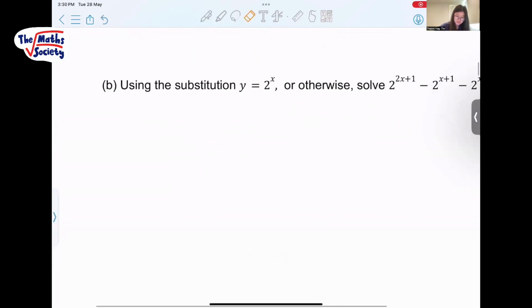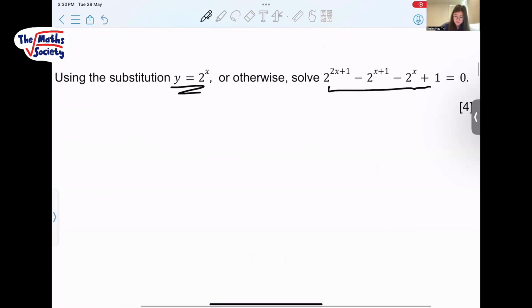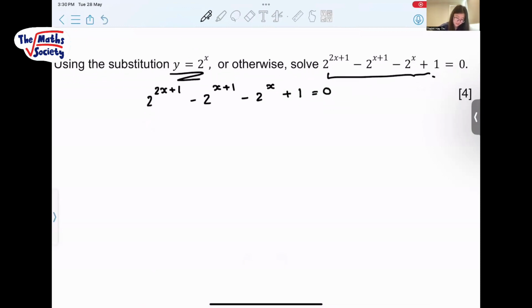So now we'll go to question B. You need to use the substitution of y equal to 2 power x, or otherwise we need to solve this equation. So let's write this down first. 2 power 2x plus 1 minus 2 power x plus 1 minus 2 power x plus 1 equals 0. And then let y equal 2 power x. So it'll be 2y squared minus 2y minus y plus 1 equals 0. So you have 2y squared minus 3y plus 1 equals 0.